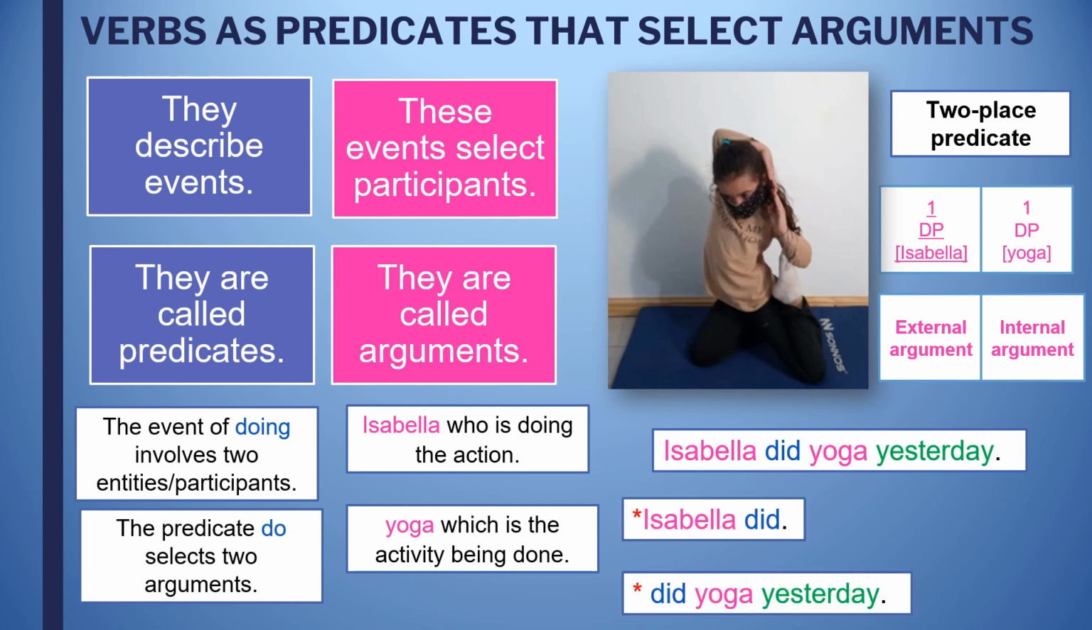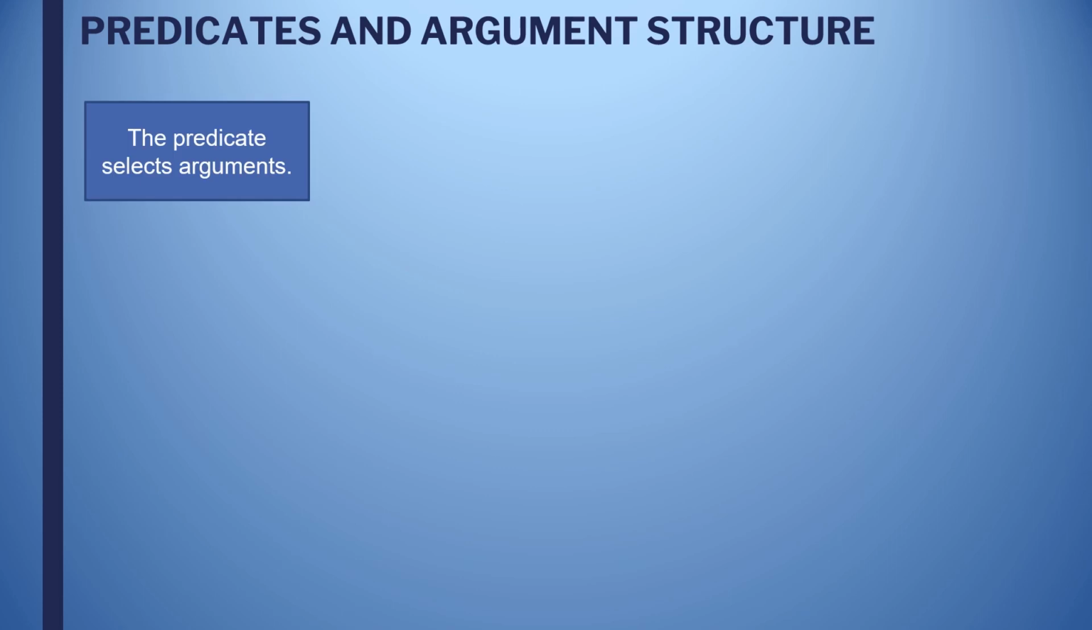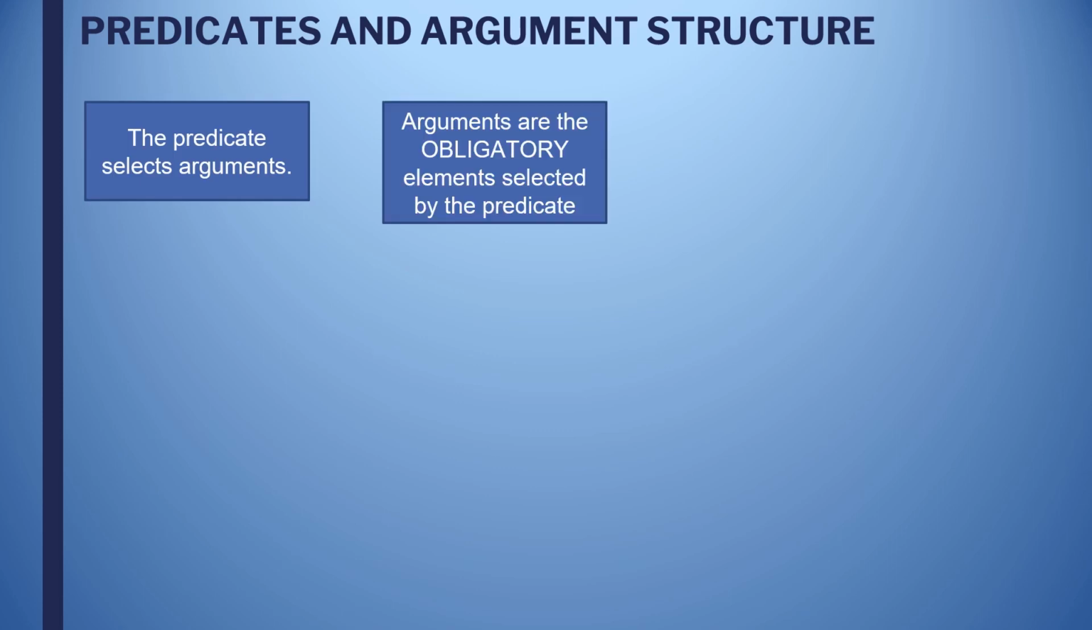As shown in the examples here, if we just have Isabella did, the predicate's internal argument is not present and the sentence is ungrammatical. Much in the same way, if the predicate's external argument is not present, the sentence is also ungrammatical. However, if one chooses to omit yesterday, the sentence is still okay, because as you probably remember, yesterday is just an adjunct. So, as we have previously said, a predicate selects arguments, and its arguments need to be present in the sentence for it to be grammatical.